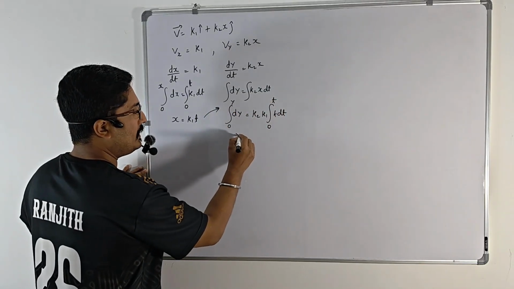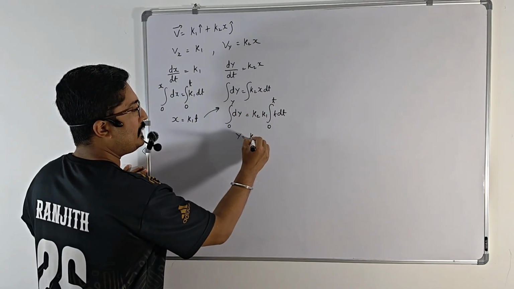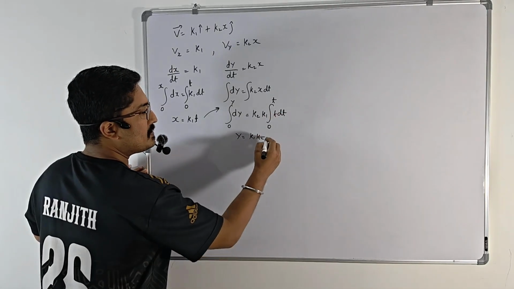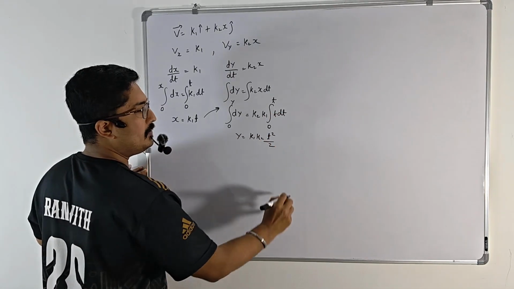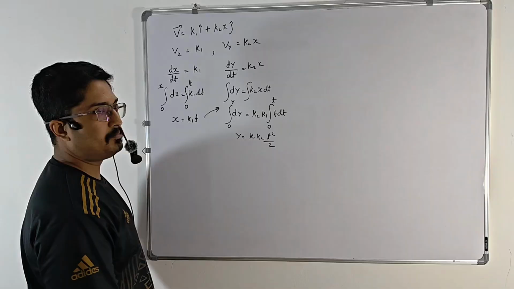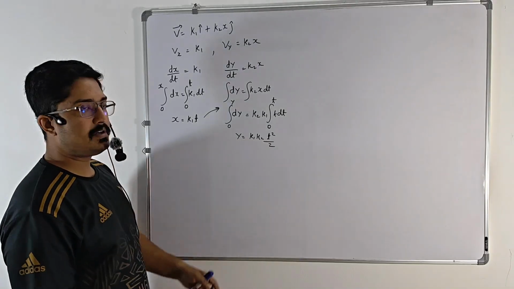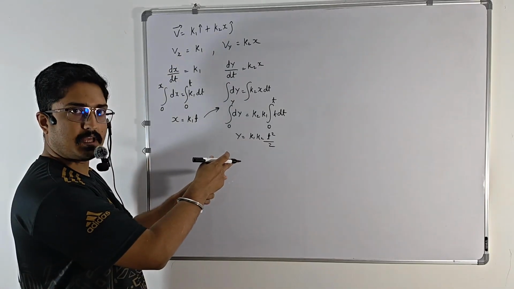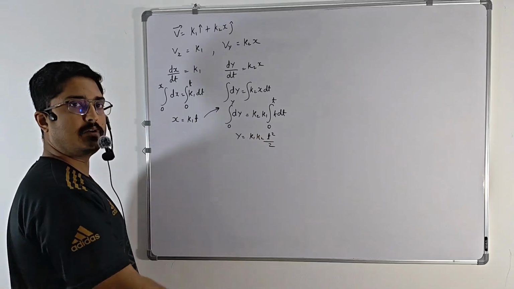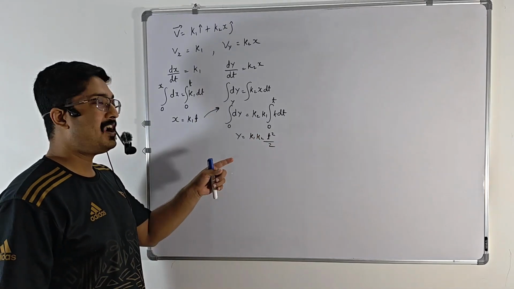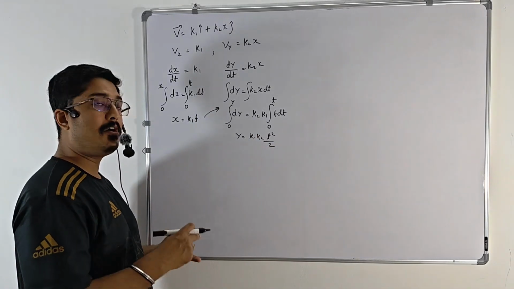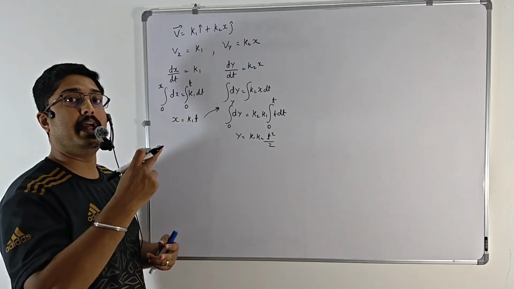Just integrate it, and you will get y equals k1 k2 times t square by 2, right? Now this is the equation of y. I have got the trajectory equation as y equals, but the problem is this can't be called the trajectory because this is not a relationship of y with respect to x.